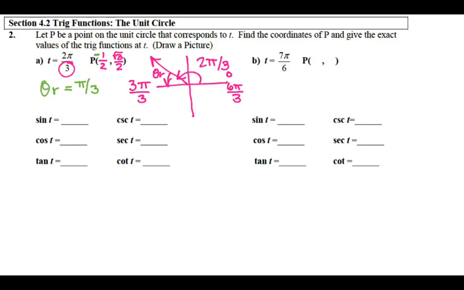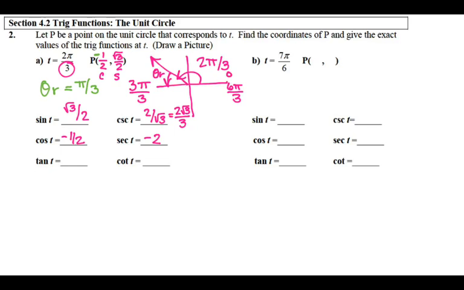Now to write my final answer, my x-coordinate is cosine, y-coordinate is sine. So cosine is negative 1/2. I'm going to take that and flip it over, that becomes negative 2 for secant. Sine is root 3 over 2. I'm going to take that and flip it over. That becomes 2 over root 3, which I do want you to rationalize. That becomes 2 root 3 over 3.